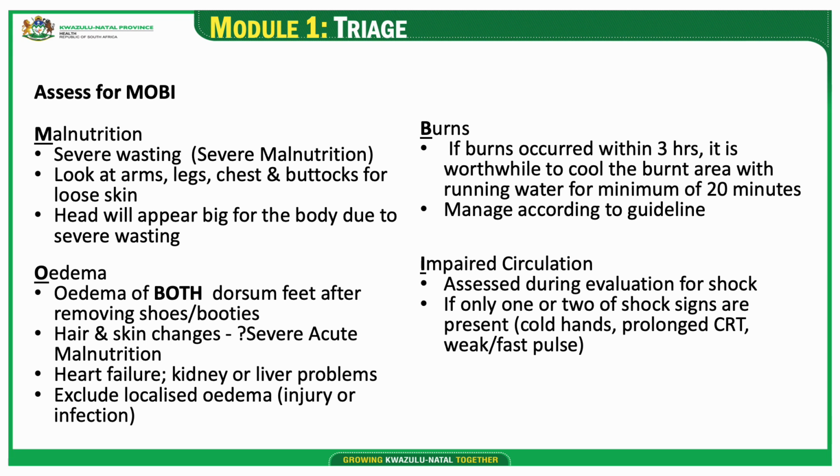Impaired circulation, remember we discussed this under shock. This is present if there are 1 or 2 signs of shock. In other words, cold hands, prolonged capillary refill, or weak or fast pulse. If just 1 or 2, then this would be impaired circulation and not shock, and therefore we would treat the child as a priority patient.